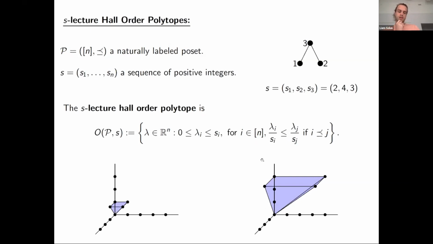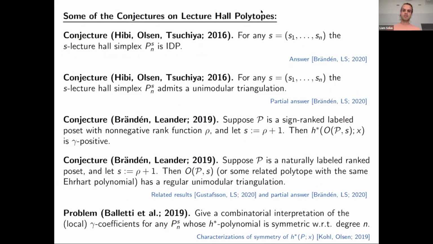So this is a recent generalization of these S-lecture-hall simplices, but people have already become interested in their geometric, enumerative, and algebraic properties and ask questions about them similar to the S-lecture-hall simplices. So in particular, here is just a subset of some of the open questions that exist around these families of polytopes right now.